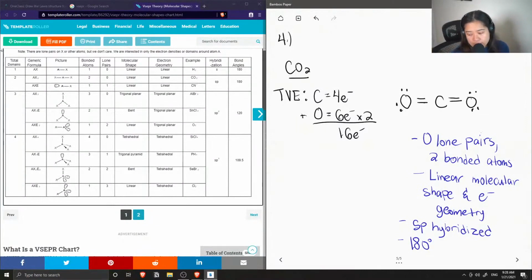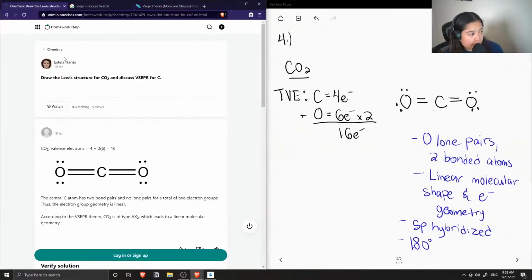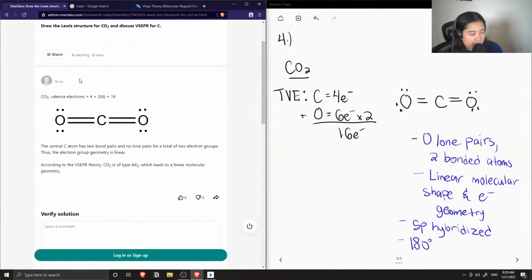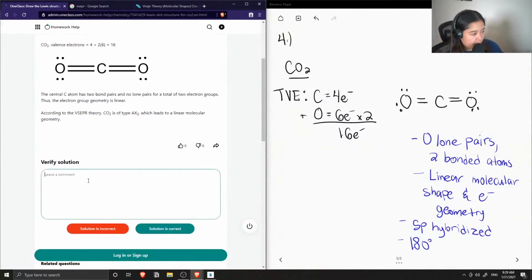Okay, so now let's see what the junior tutor said. They have the correct Lewis structure. Central carbon atom has 2 bond pairs and no lone pairs, for a total of 2 electron groups. Thus, the electron group geometry is linear. According to VSEPR theory, CO2 is of type AX2, which leads to a linear molecular geometry. Okay, so the solution is correct.